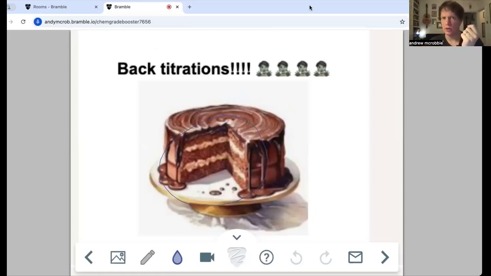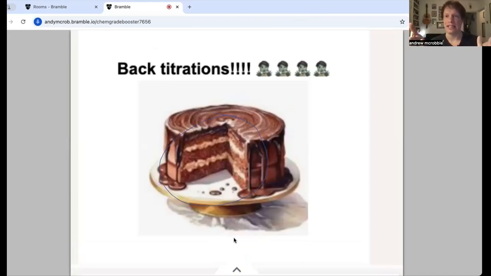Now, tell me, guys, for all you keen bakers or anyone, how could you work out how much of that cake is missing if you knew the mass before? What could you do? Yeah, old minus new. So you could do the difference in mass, exactly. So you know the moles at the start.